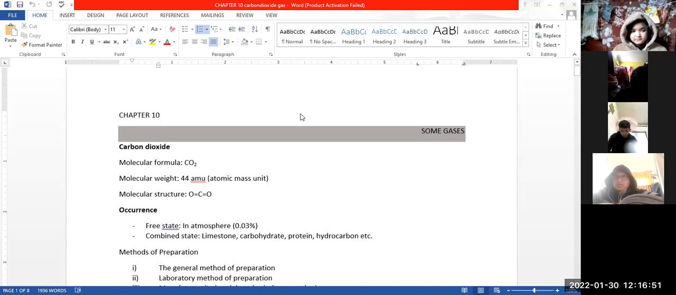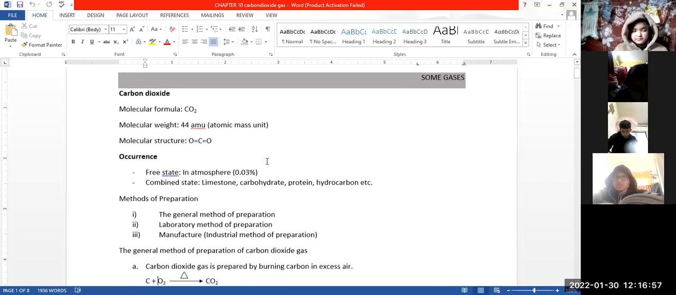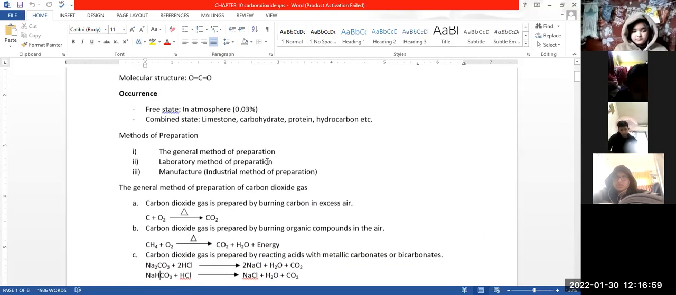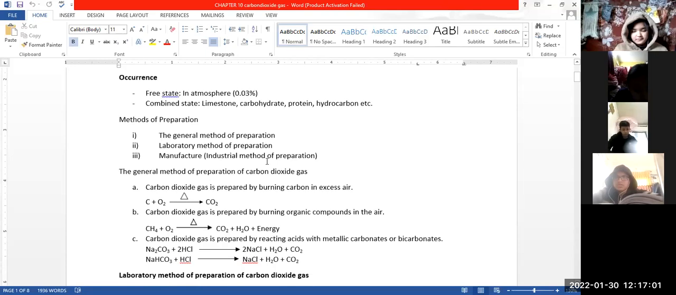So, other we need to study is the methods of preparation. We have to study here 3 methods of preparation: general method of preparation, laboratory method of preparation, and industrial method of preparation. First, we study the general method of preparation of carbon dioxide gas. Generally, how can we prepare carbon dioxide gas?